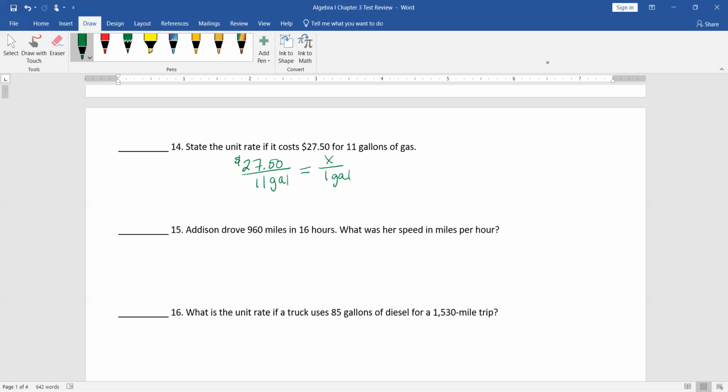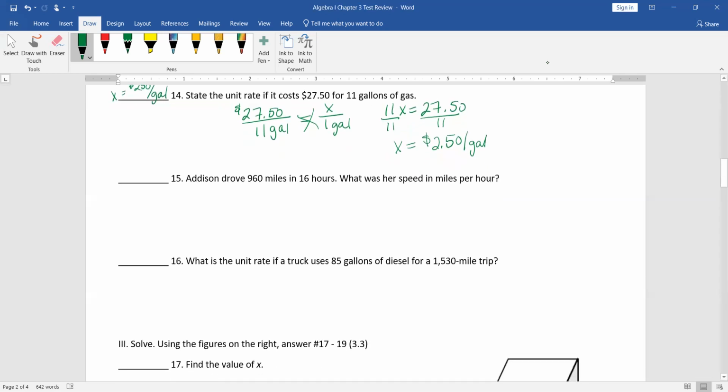When you have it set up like this, all you need to do is cross multiply to determine these unit rates. So that means that 11x equals, and then 27.50 times 1 is just 27.50. So that's pretty simple. Divide both sides by 11. When you plug that into a calculator, you discover that x equals $2.50 per gallon. That is your rate. That's money, or dollars, per gallon. So $2.50 per gallon. Easy enough, I hope.